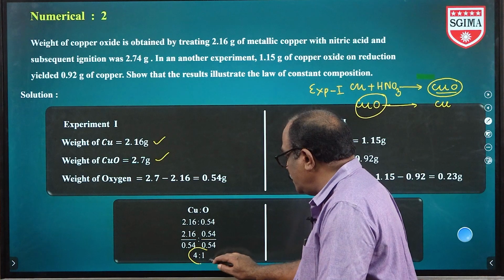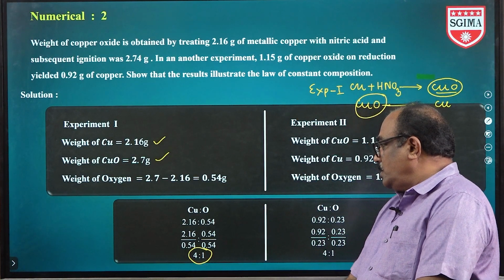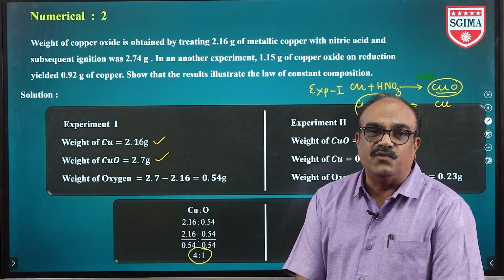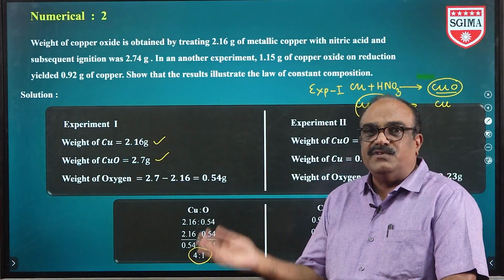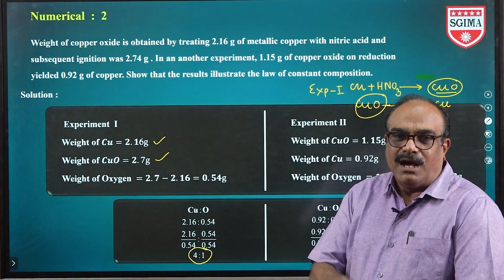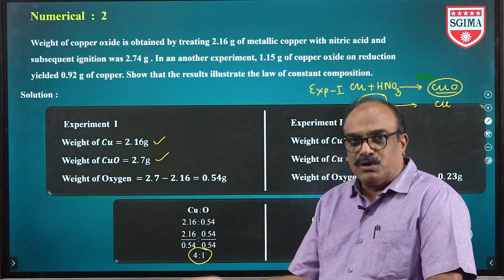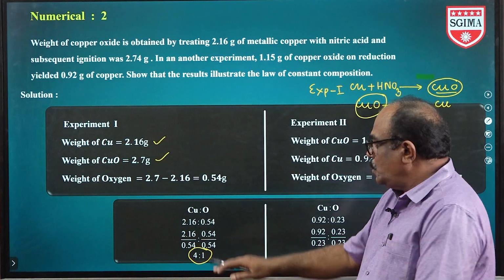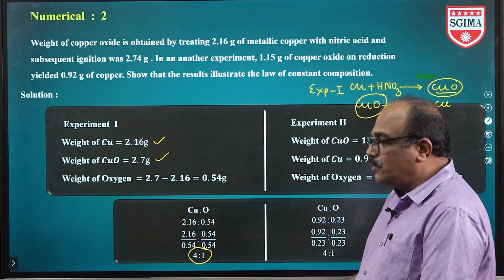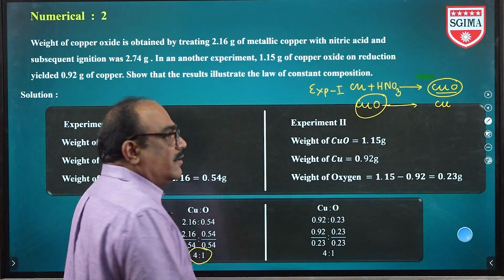Please observe here, 4:1. So, copper and oxygen are combining in a 4:1 ratio. In the other experiment also, the copper oxide which you prepared, whatever may be the experiment, the copper to oxygen ratio should bear the same ratio, then only the process is found to be correct.